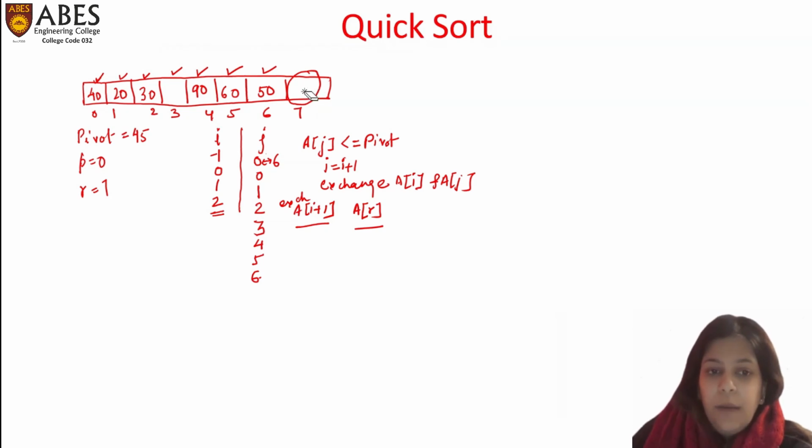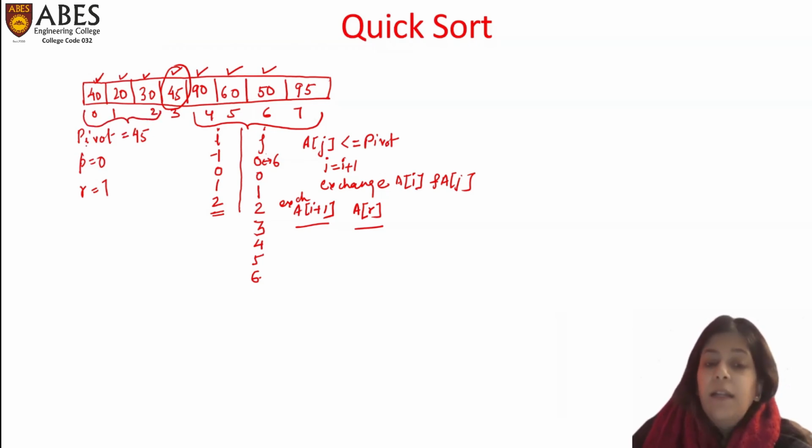So here this will become 95, and here this will become 45, right? So now if you can see that this pivot element has found its appropriate position, and all the elements which are stored at the right of this pivot are greater than this element, and all the elements that are stored at the left of pivot are less than the pivot element.